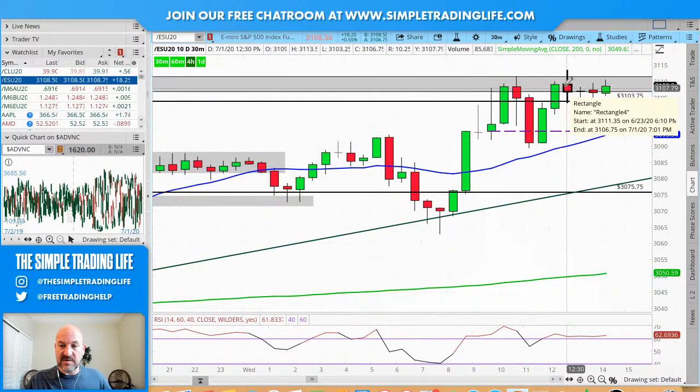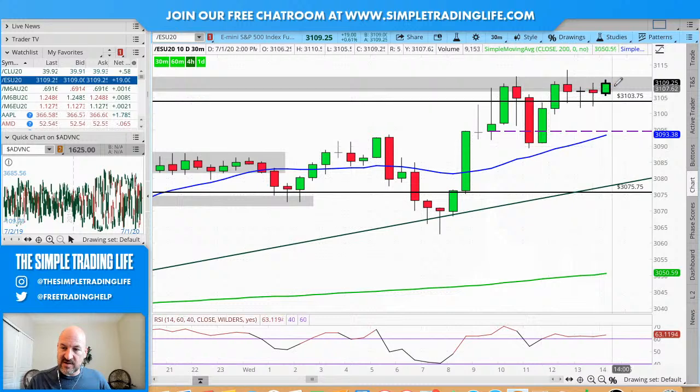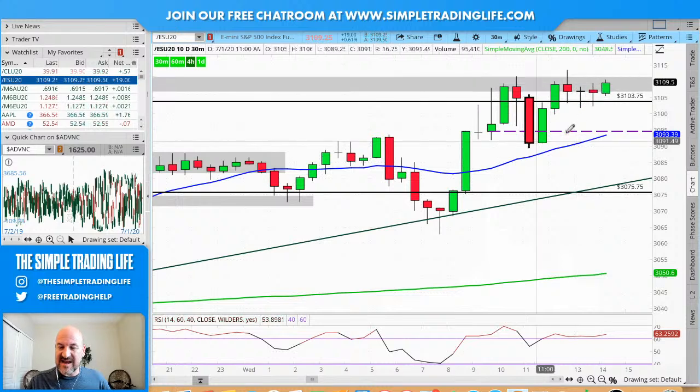It pierced, but it couldn't hold it, right? It couldn't break and hold. So it pierced up through there, came back down, and now we've kind of been in this little range right here. You could almost say it's a contracting range, like you could sort of draw it like that. Okay, you see what I'm saying? Something like that. You should be able to see that with your eyes.